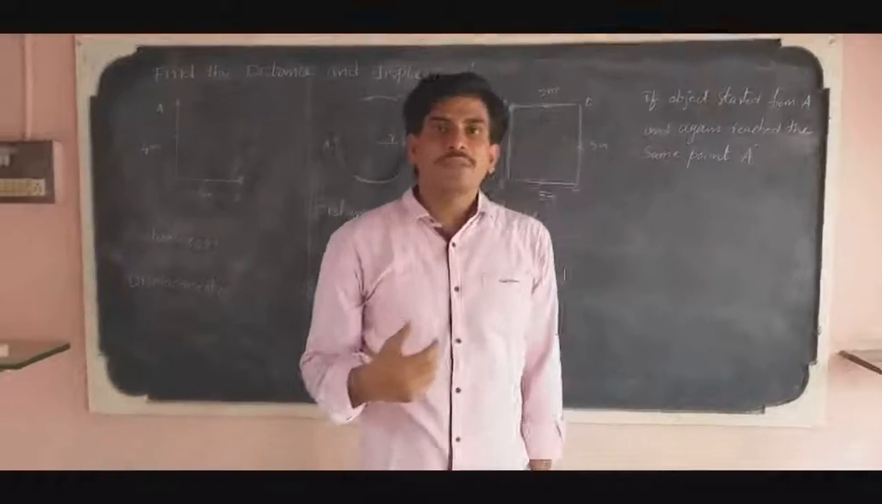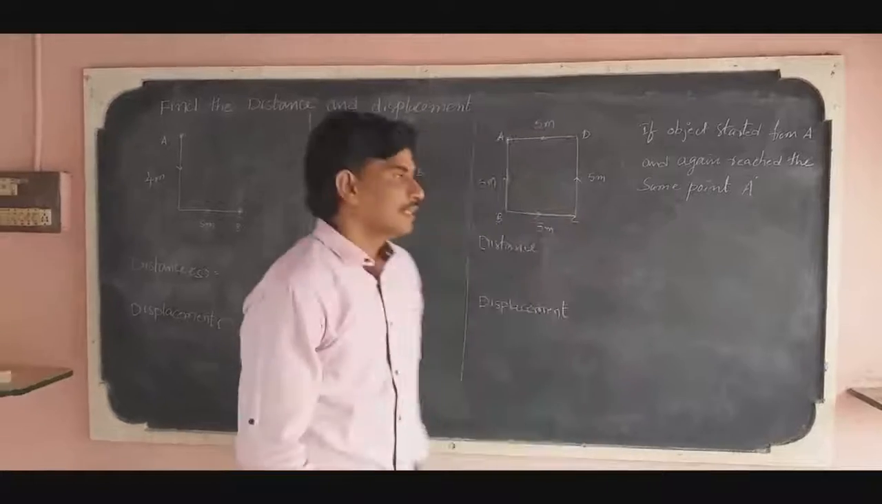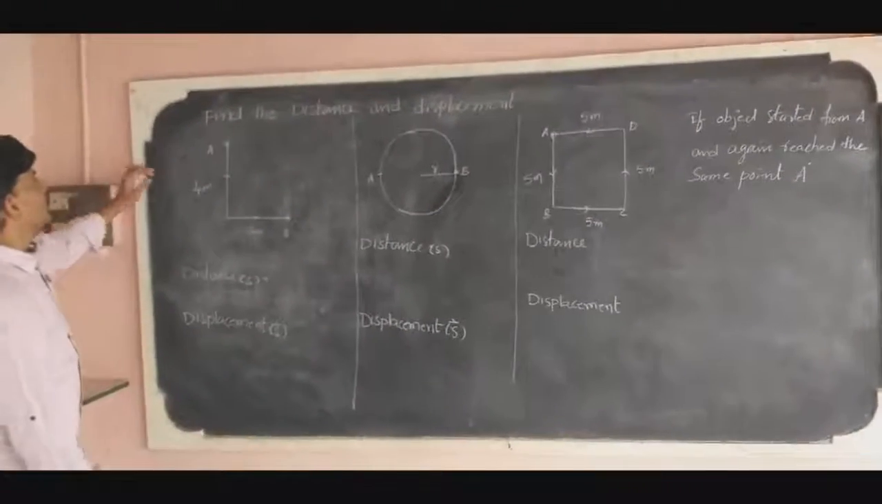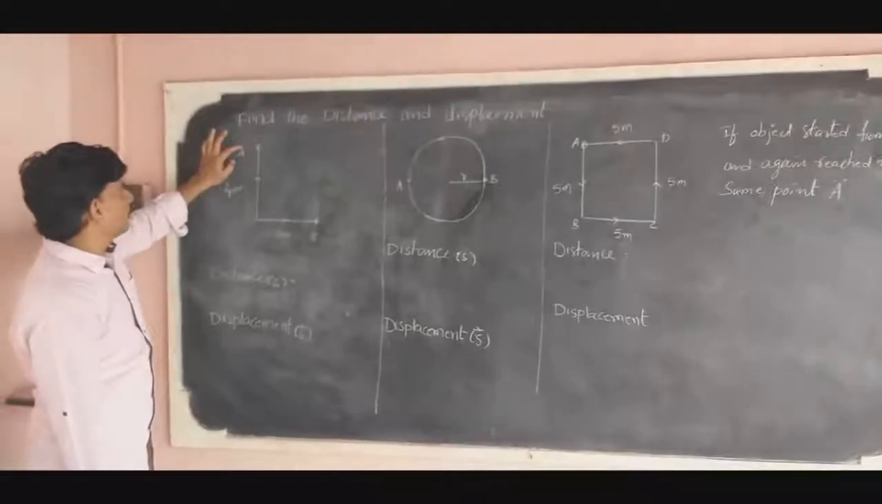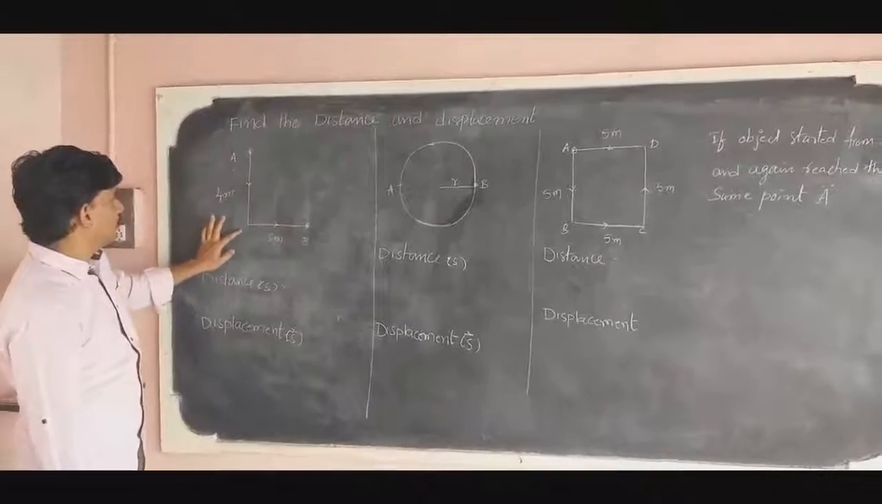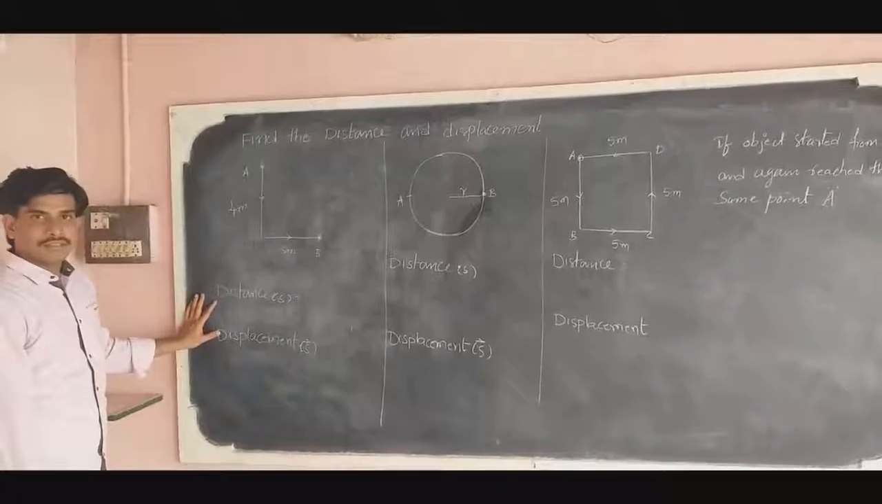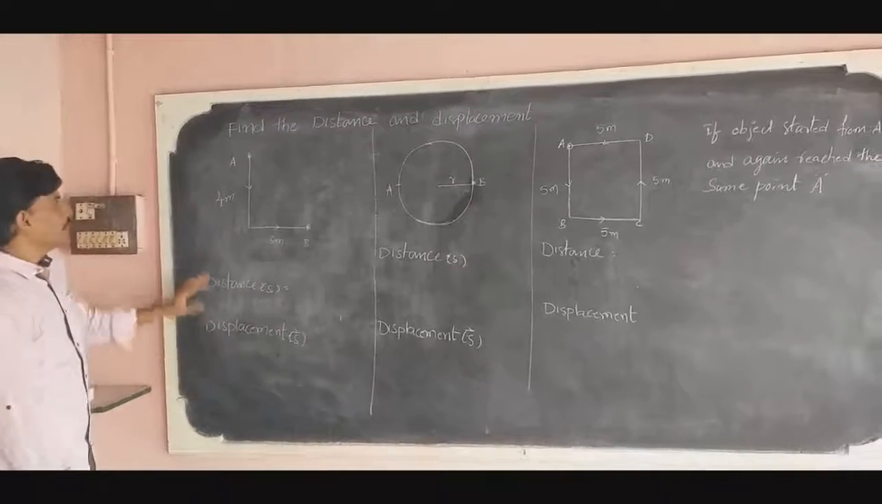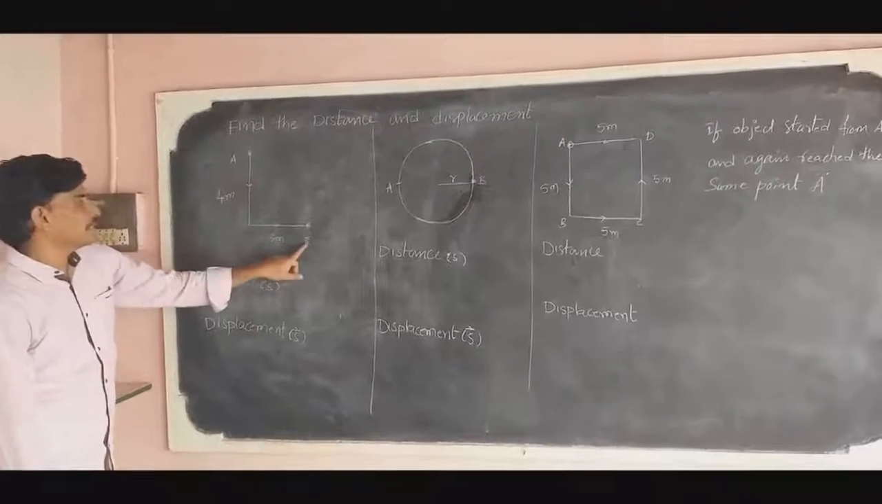Now I'm going to discuss with you some application type of questions based on distance and displacement. Look at this once. Here A is the initial position and the object travels along the path from A to B. Now in this condition it is asking what is the distance and what is the displacement. Here you see the length is given as 4 meters and this is given as 3 meters.